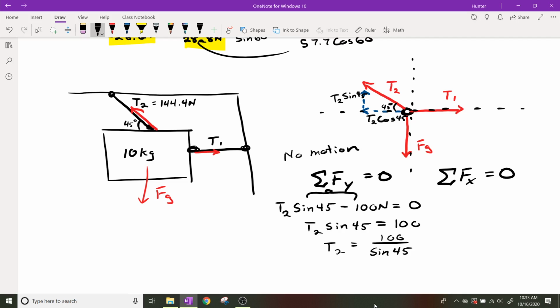Oh, 141. I'm sorry. 141.4. There we go. Now, let's worry about the sum of the forces in the x direction. So if I add up the forces in the x direction and they equal 0, what are my two forces in the x direction?